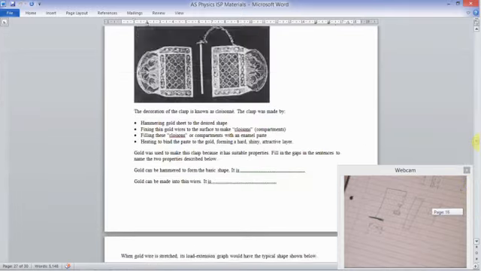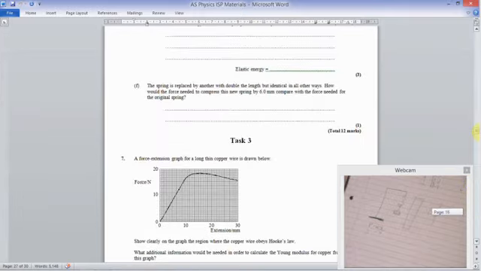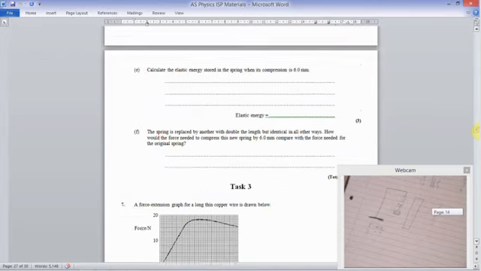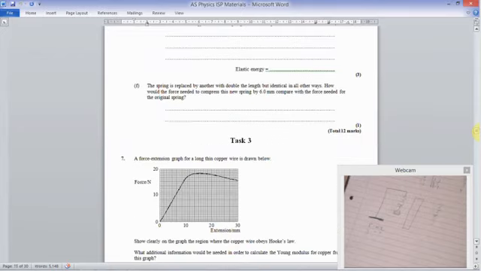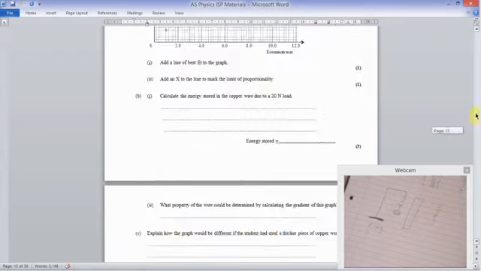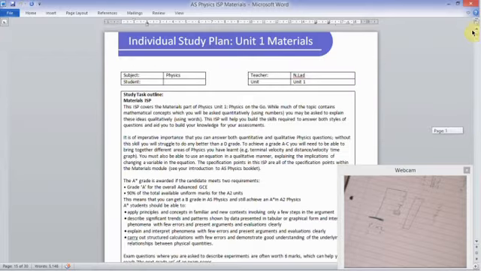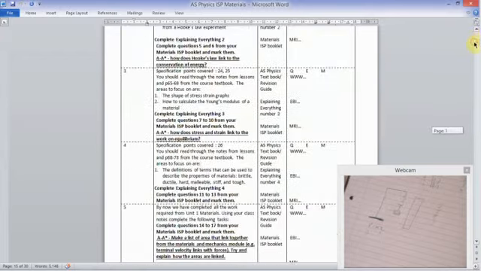Question number 7, which if I remember correctly is the last question. Oh no, that's it for task 2. Right, so task 2 is now complete. Next video we'll be going through task 3, which starts talking about stress and strain, if I remember correctly. Let's just have a look. Yep, task 3 talks about stress and strain and how to calculate the Young's modulus of a material.